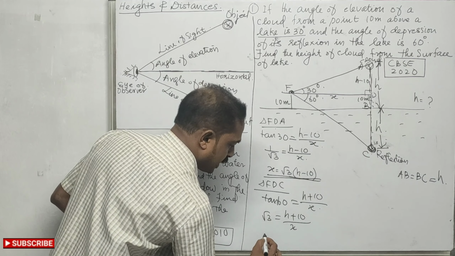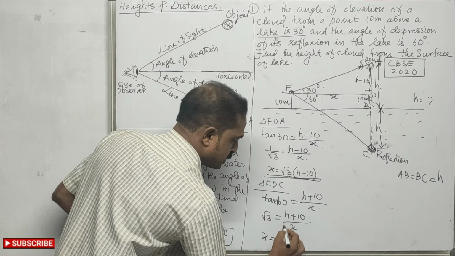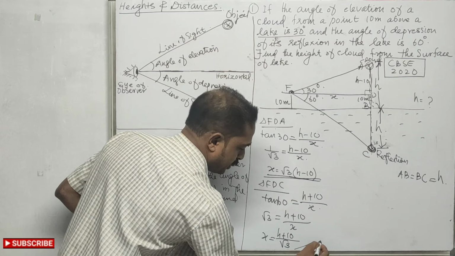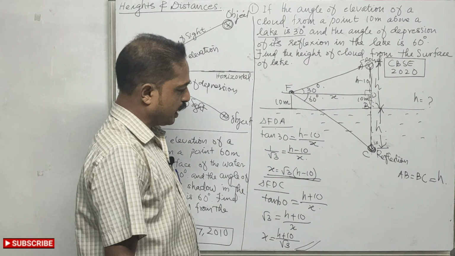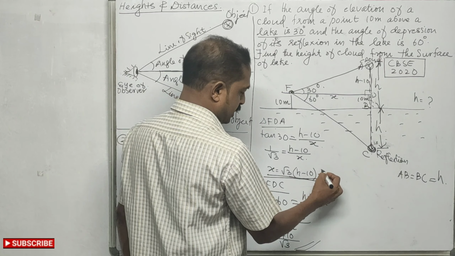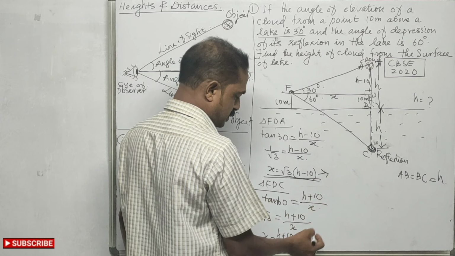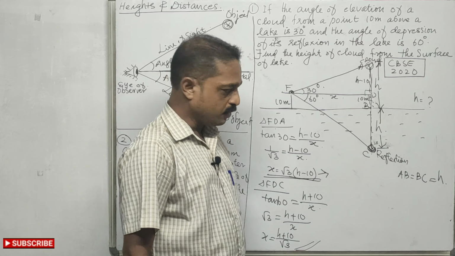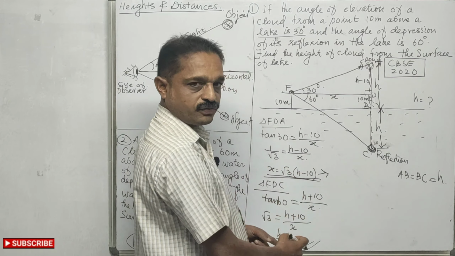So from this, what is X? X will be H plus 10 divided by root 3. So now we have got two values for X. The first is X is equal to root 3 into H minus 10, and the second is X equal to H plus 10 by root 3. Now you will have to equate these two values of X.